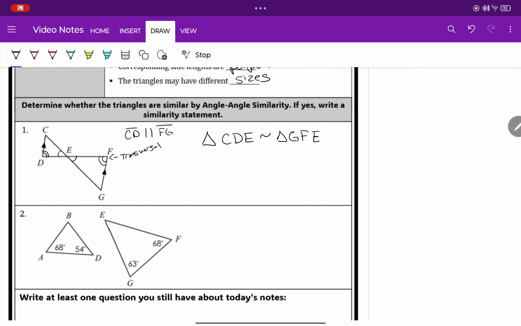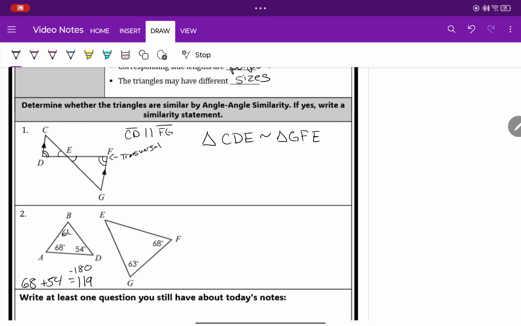Example 2. I have triangle ABD and triangle FEG. I don't have the measure of angle E or the measure of angle B, but I can find either of those measures by adding my other two values inside my triangle. So if I'm going to add 68 and 54, that is going to give me a measure of 119. Well, I can subtract 119 from 180, and I get 61 degrees.